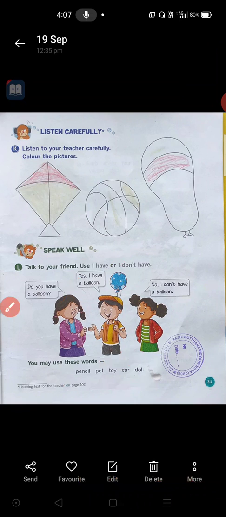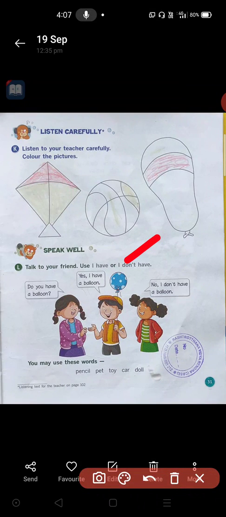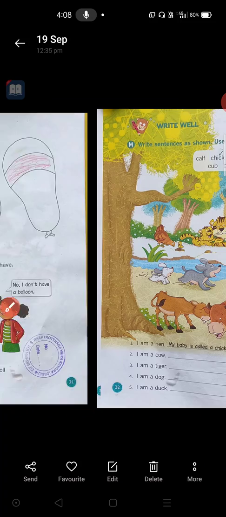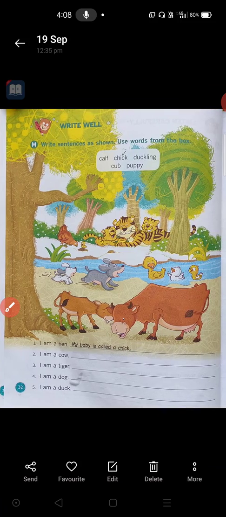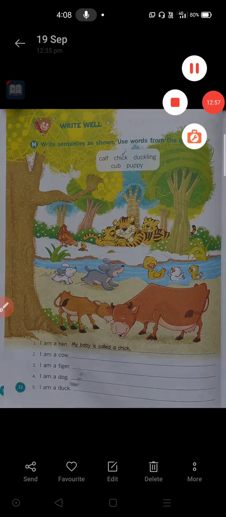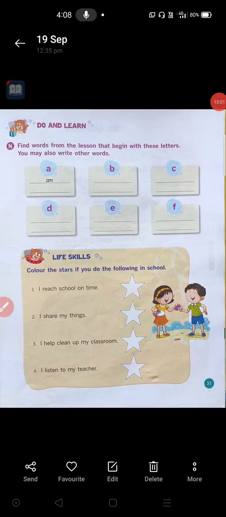Okay. So it is one of the speaking practices you can do. So please, parents, you can help them to converse using these kinds of words or sentences. Okay. So this is about that, and this part and this part will be explained to you in my next class. Write well, and then this part.